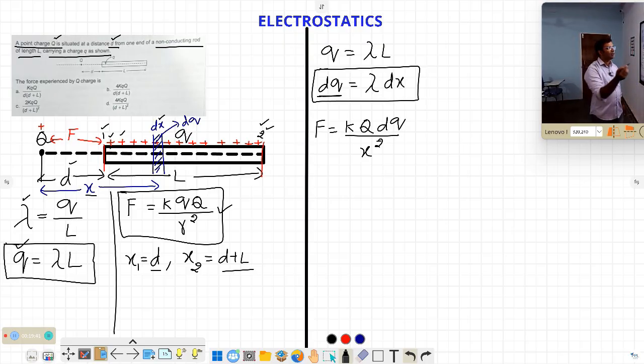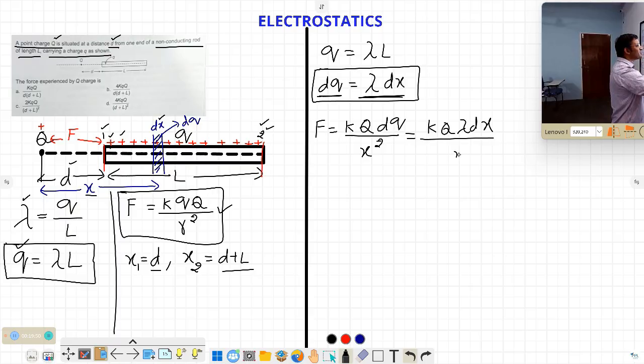Now apply the equation we derived, that is k into capital Q into dq, just before we derived dq is equal to lambda into dx, by x square. Now this one we have to integrate. So here this is dq. Dq means small charge. Small charge means the force is also small, that is dF. So now I can write integral dF is equal to, elementary charge, elementary force. And before doing the integration, k is a constant, capital Q is a single charge, that is also constant, lambda is the linear charge density, that is also constant. All constants I take out of the integration, and the remaining I am writing as dx by x square like this.